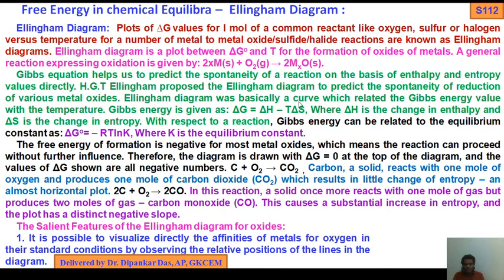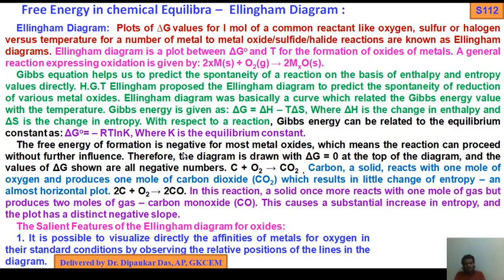The Ellingham diagram is basically a curve which relates the Gibbs energy value with temperature. Gibbs energy is given by del G equals del H minus T del S from thermodynamics, where del H is the change in enthalpy and del S is the change in entropy. With respect to a reaction, Gibbs energy can be related to the equilibrium constant. We know del G0 equals minus RT ln K from chemical equilibrium, where 0 is the standard state and K is the equilibrium constant.